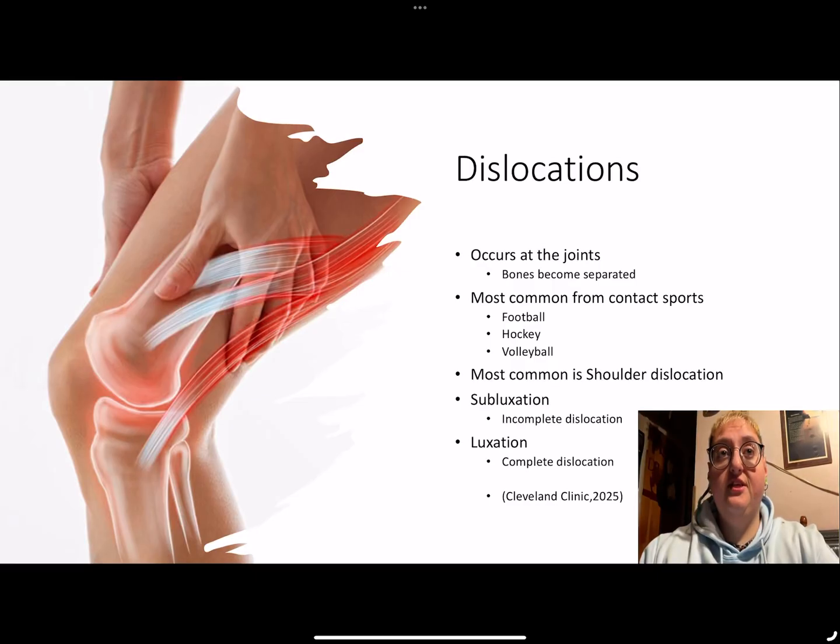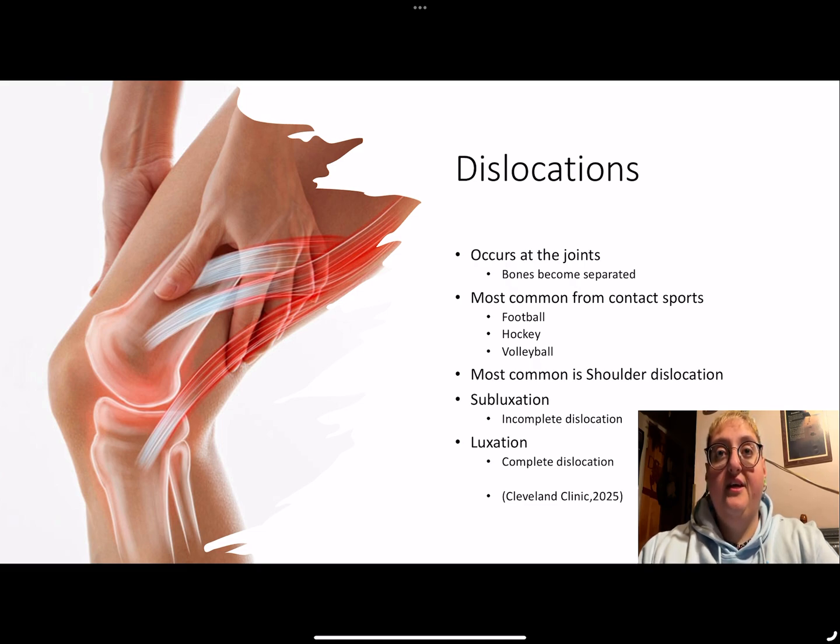A dislocation is when two bones that come together to form a joint become separated. It most commonly happens from a sudden hard collision of two objects. Dislocations are common in high contact sports like football and hockey, but it can also happen from repetitive motions as well. For example, serving a volleyball or pitching a baseball.